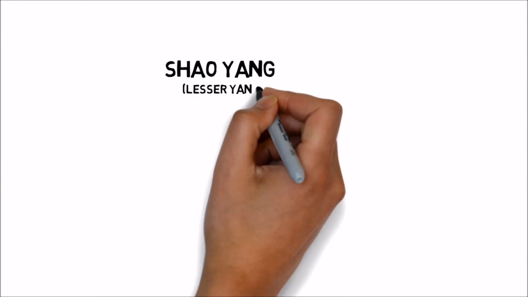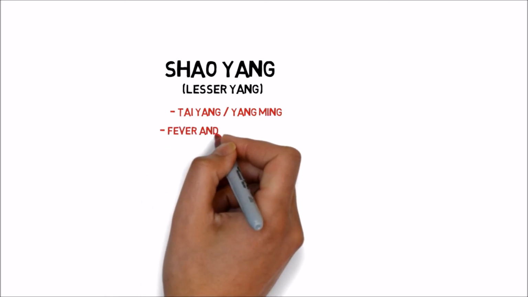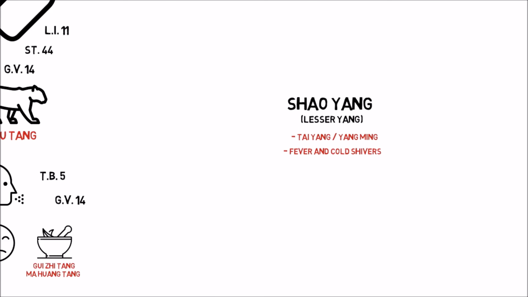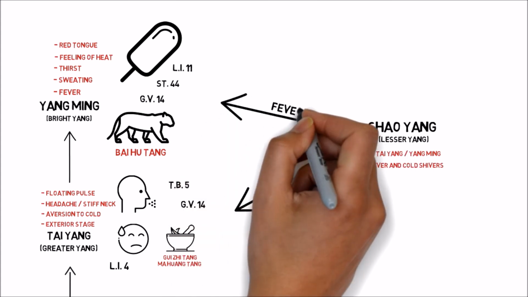The third stage is called Lesser Yang, and this is the last stage for today. At this level, the pathogenic factor moves between the Greater Yang and Bright Yang stages. Therefore, one has a fever as well as cold shivers. If the disease is leaning more toward the Greater Yang stage, there is more of an aversion to cold. If it leans toward the Bright Yang stage, one is more feverish.